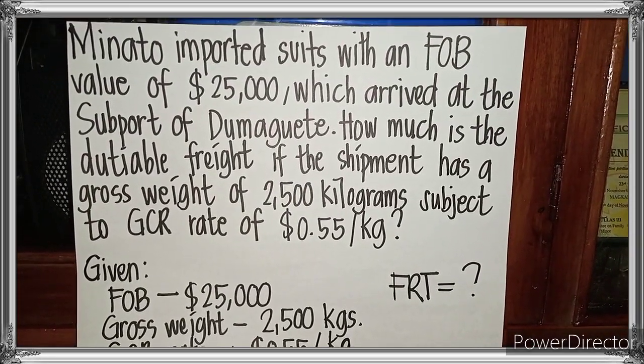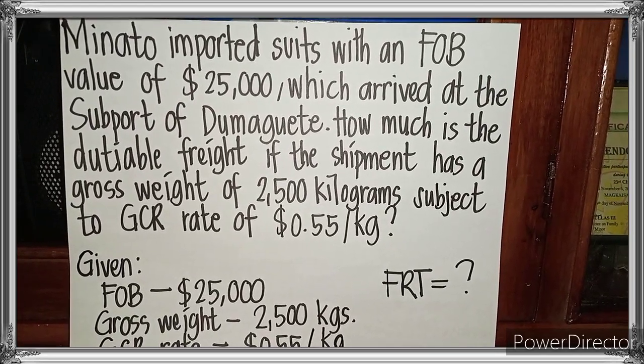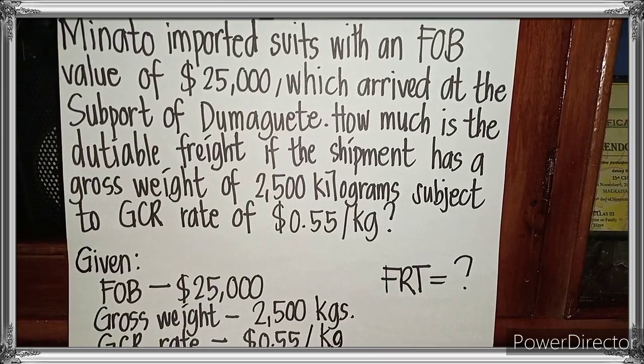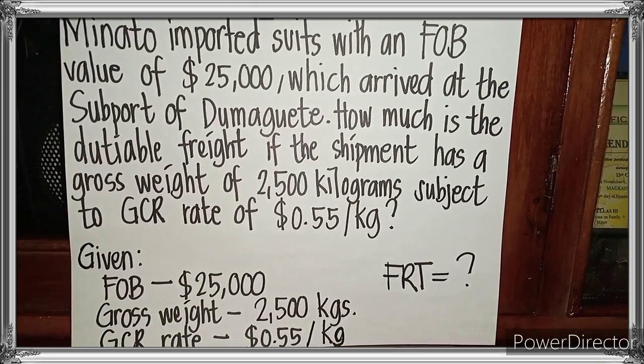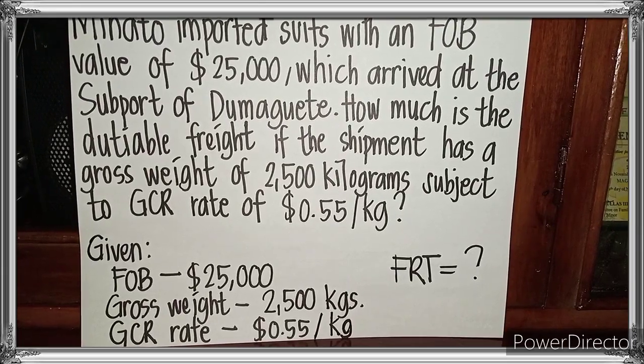Next problem: Minato imported suits with an FOB value of $25,000 which arrived at the subport of Dumaguete.